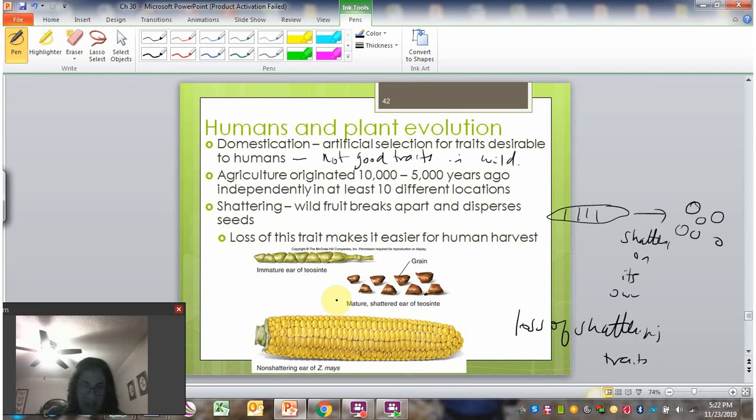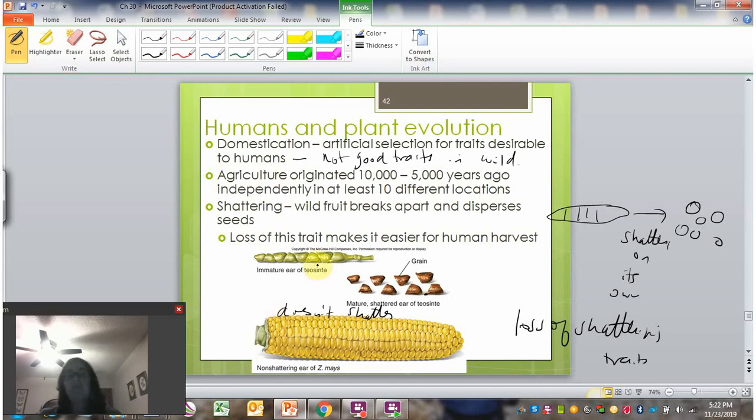So humans selected for loss of the shattering trait. So what we wanted was a domesticated corn that held on to its seeds so it doesn't shatter. And in fact, if you've ever had an ear of corn, a dried ear of corn like this in your house, you'll know that it takes a really long time for those seeds to come off. And if you really want them to come off, you have to get on there with your hands and kind of scrape them off or use a machine to do it. And this was much better for farmers because now you could take the seeds off when you wanted to and they weren't falling off on the dirt.